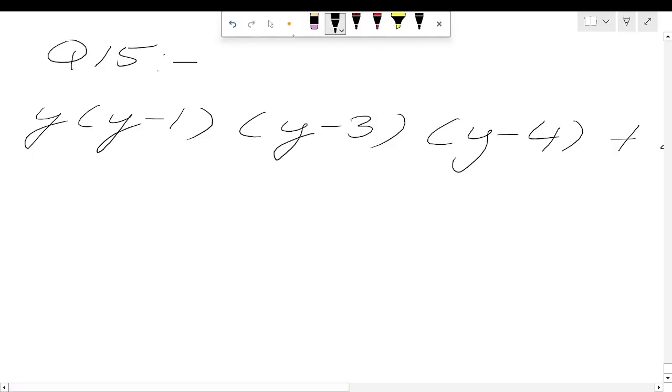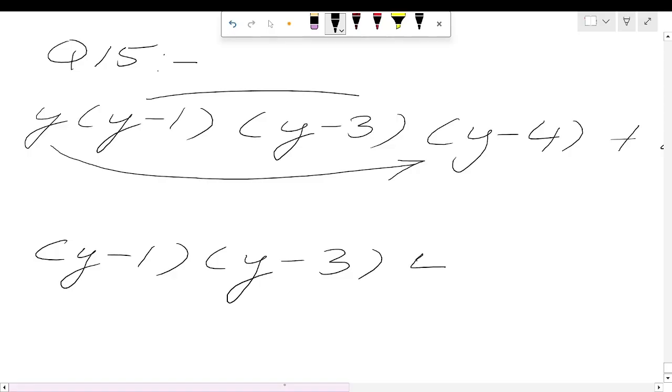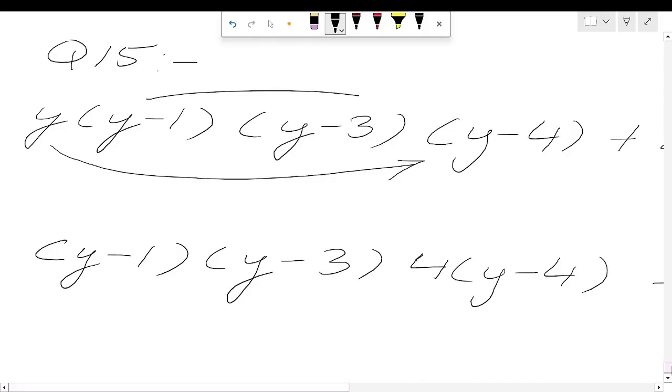You won't follow those steps. So what will you do? You will multiply y minus 1 with y minus 3, and then you will use this y and multiply it on y minus 4. Those are the correct steps. So I'll just write y minus 1 here, then I will write y minus 3 here, and then I will write y minus 4 right here. Then it will be added with 2. So after writing that, now what do we need to do? These two terms will be multiplied with each other.